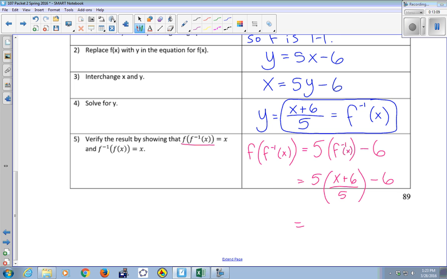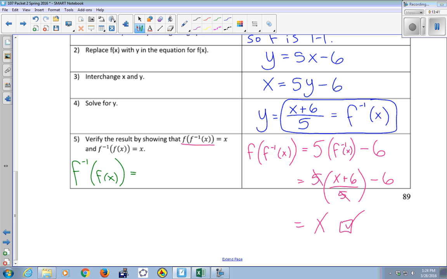My 5's are going to cancel here. And then I have x plus 6 minus 6, which is x. Right, which is what I was hoping to get. That's what inverse functions do. When you compose inverse functions, you get x back. Let's do it in the other order. Okay, let's see what happens if I do f inverse of f of x.